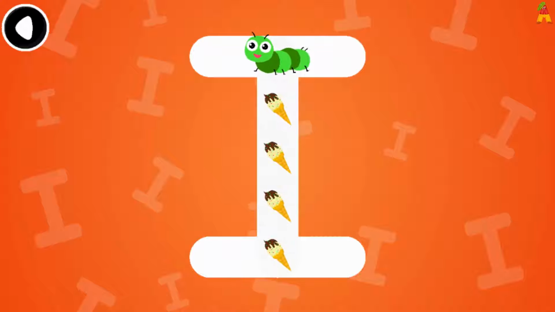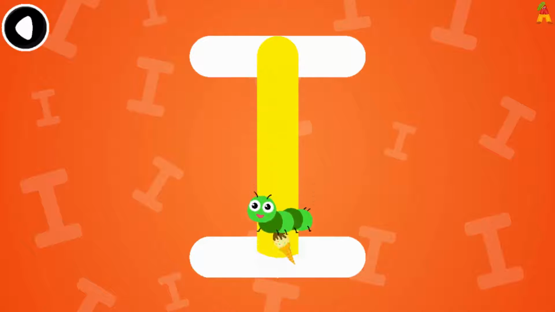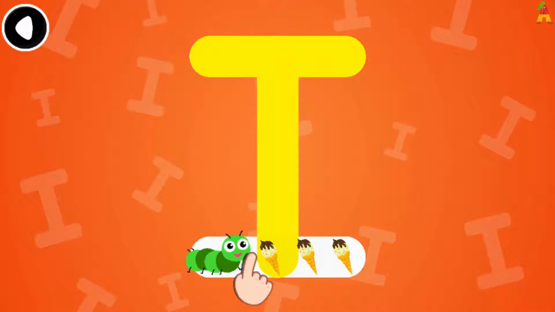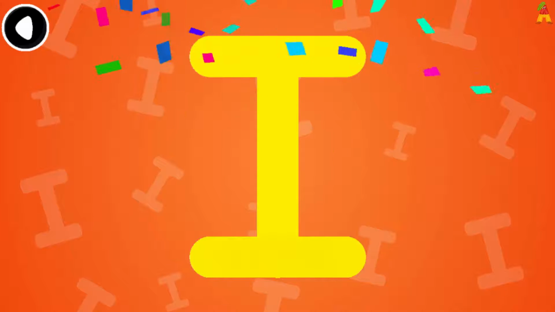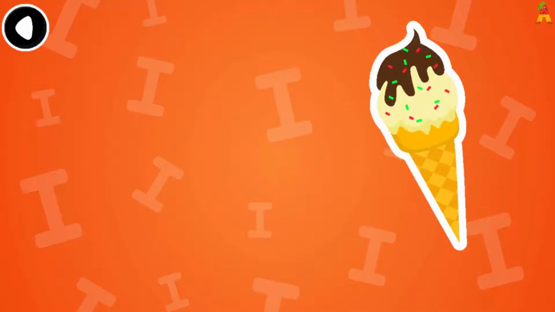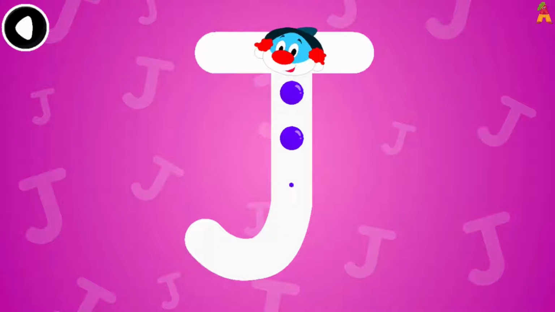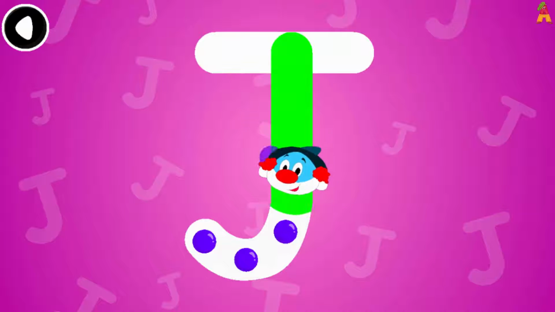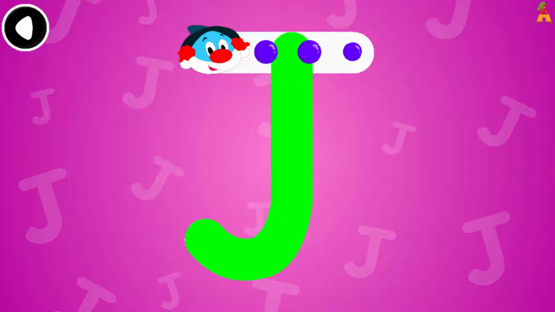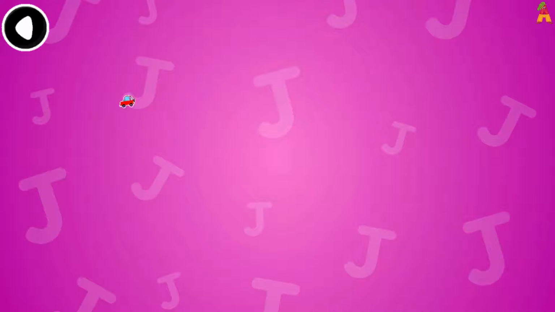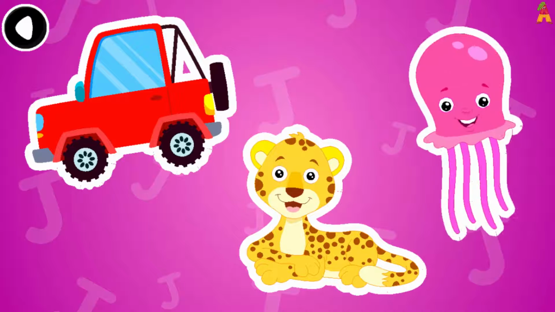This is the letter I. I is for ice cream, igloo, iron. This is the letter J. J is for Jeep, jaguar, jellyfish.